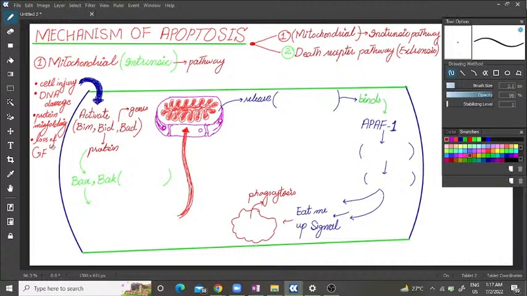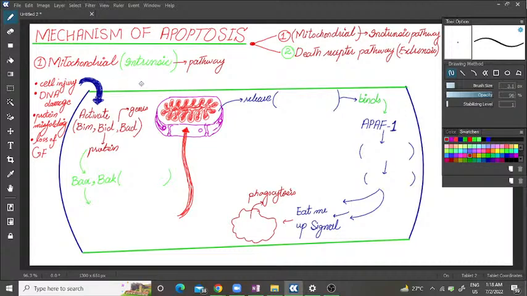The next reason is loss of growth factors, because basically growth factors are required for the survival of the cell. When due to any reason these growth factors become deficient, the cell says to itself that I am not required anymore, I should be removed from the system. So in this way apoptosis of the cell starts.